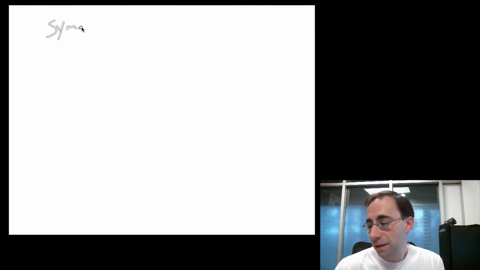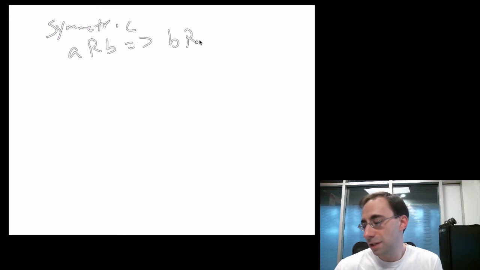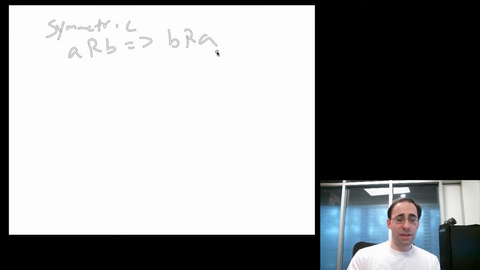Okay. Before moving on, there's one other property you might see occasionally. If something's symmetric, then if A is at least as good as B, B is at least as good as A. This is not required by any theory. If you have a symmetric relationship, that's what it is. But it's not required by any theory, so you don't see it very often.